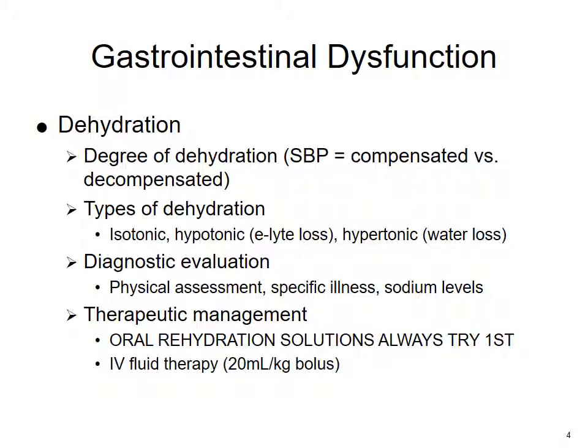When we're doing a diagnostic evaluation to determine the degree and type of dehydration in a child, we're going to do our physical assessment looking for those physical signs of dehydration firstly. We're going to take into consideration what illness is causing this. And then we're going to be checking their electrolyte levels, especially the sodium level. The sodium level is going to tell us whether this is an iso, hypo, or hypertonic dehydration.